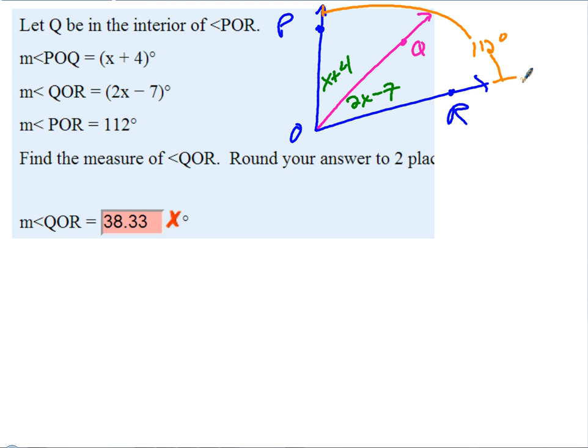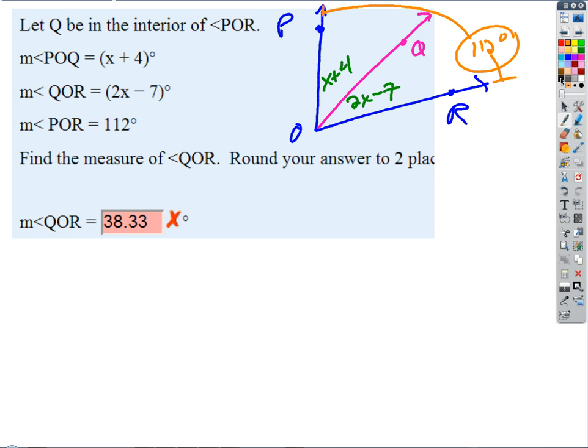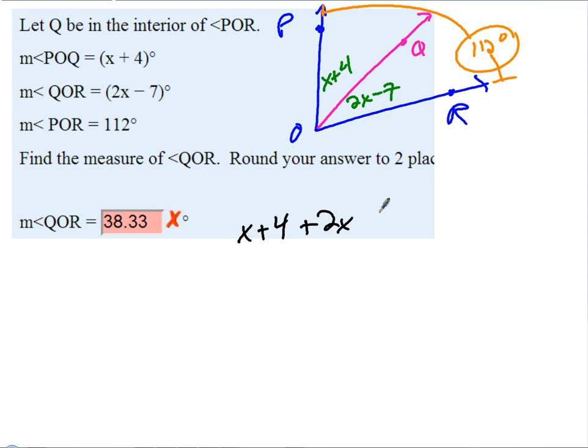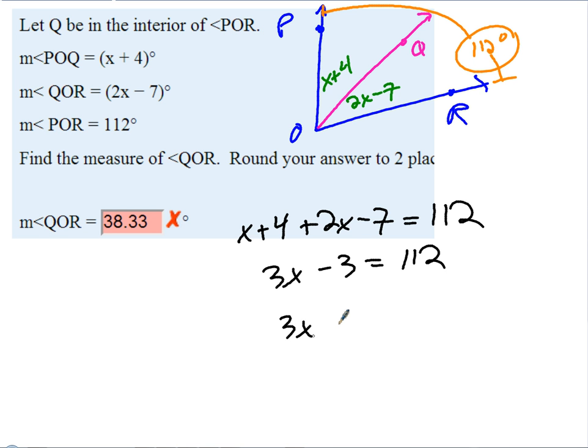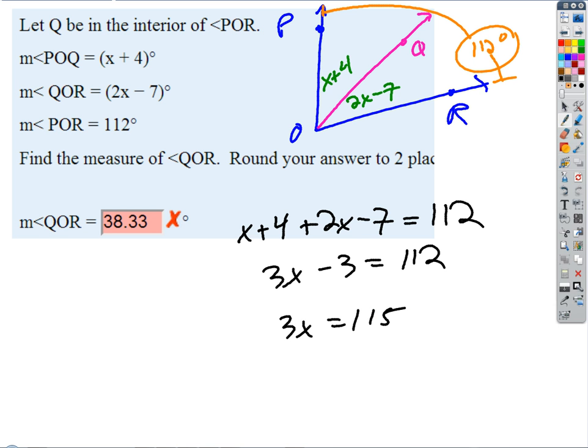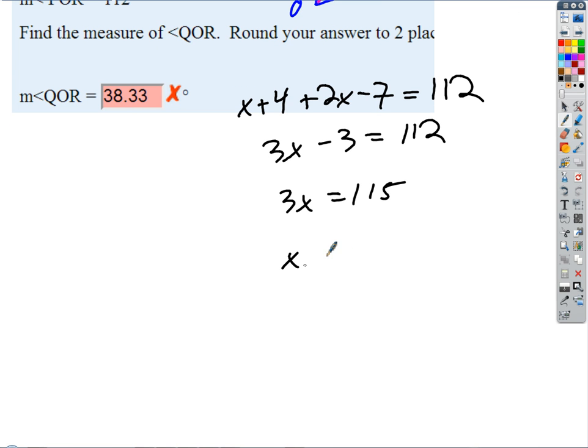Good. This guy plus this guy equals 112. So there's the equation: x plus 4 plus 2x minus 7 equals 112. Real quick, if I combine like terms, what do I get? 3x minus 3 equals 112. What do I do next? Add 3. Good. 3x equals 115, so x equals 115 over 3, which is what?